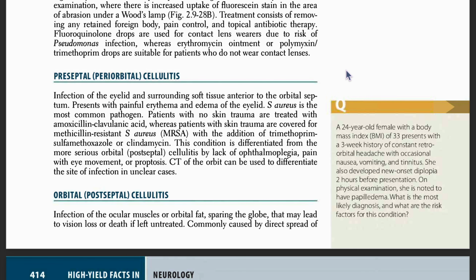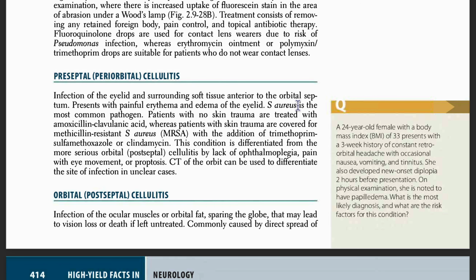Preseptal or periorbital cellulitis, an infection of the eyelid and surrounding soft tissue anterior to the orbital septum, presents with painful erythema and edema of the eyelid. S. aureus is the most common pathogen. Patients with no skin trauma are treated with amoxicillin clavulanic acid, whereas patients with skin trauma are covered for methicillin-resistant S. aureus, with the addition of trimethoprim-sulfamethoxazole or clindamycin.